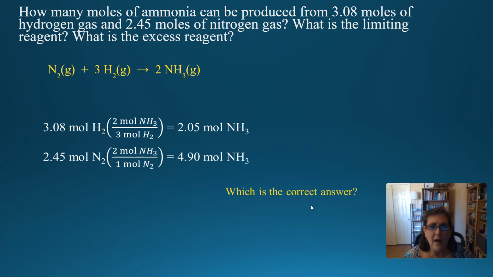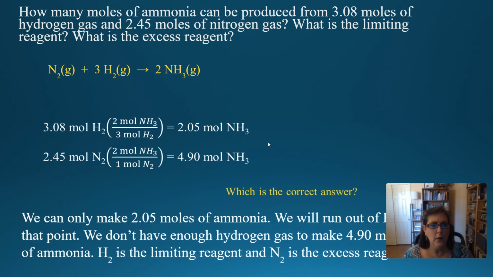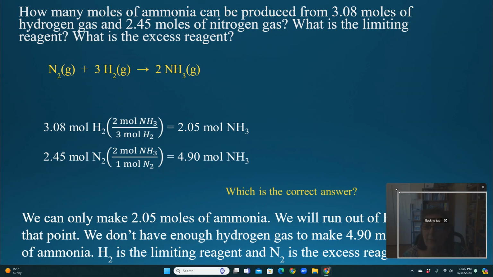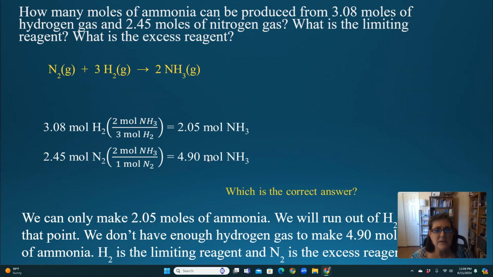Do we have enough hydrogen to make 4.90 moles? No, we're going to run out of hydrogen when we get to 2.05 moles. We're going to run out of hydrogen first, right? So we can only make 2.05 moles of ammonia. We will run out of hydrogen at that point. We don't have enough hydrogen gas to make 4.90 moles of ammonia. Hydrogen is the limiting reagent. Nitrogen is in excess. All right, hope that makes sense.